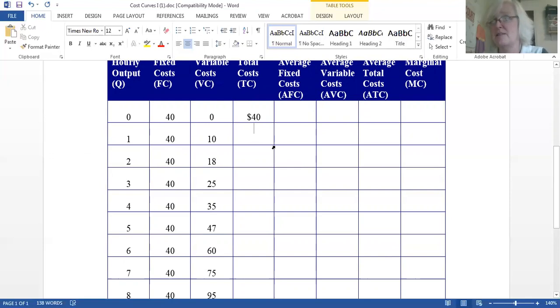So in this case, 40 plus 10 is 50, right? In this case, 40 plus 18, I think is 58, right? And then 40 and 25. These are super easy. I can do these without my calculator.